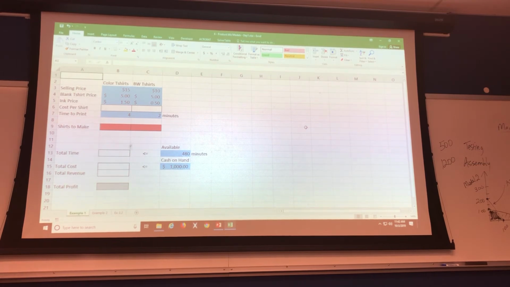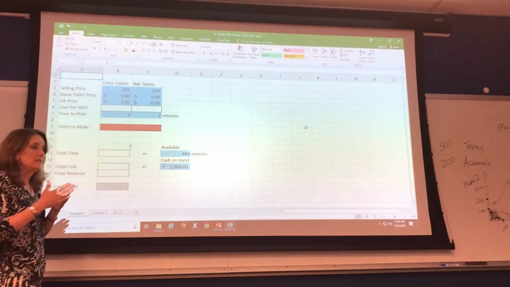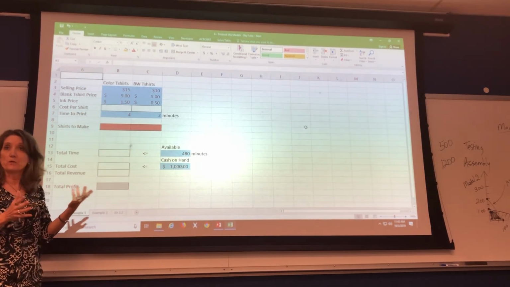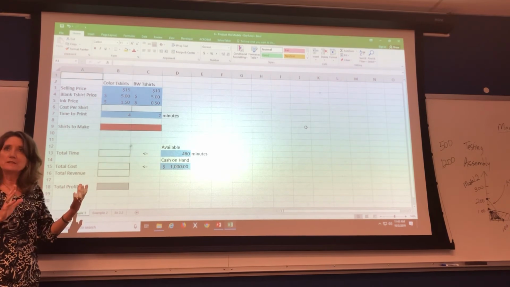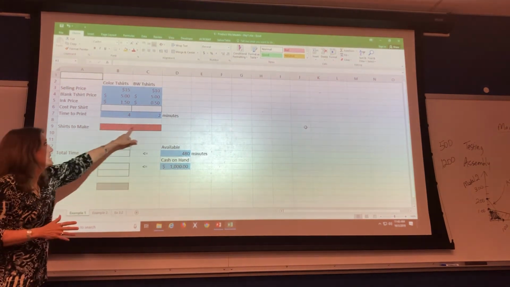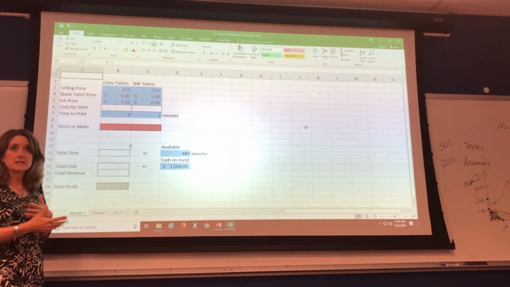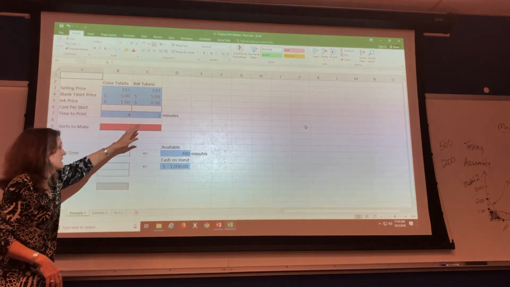So, all the numbers that you saw on the PowerPoint are here: the selling price, the blank t-shirt price, the ink prices. We're going to need to calculate the cost per shirt and the time it takes to print. We know that the thing we are trying to solve for is the best breakdown of how many of each type of shirt to make the most possible money. So those are our changing cells. That's what we're gonna let Excel tell us, just like we did with the rackets.